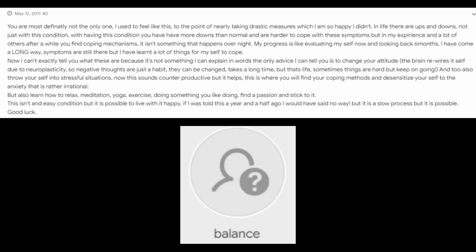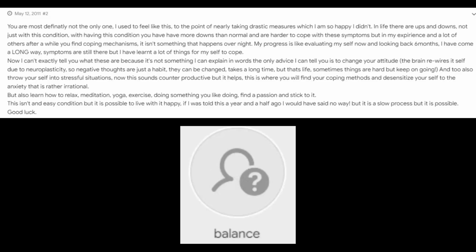I used to feel like this to the point of nearly taking drastic measures, which I am so happy I didn't. In life, there are ups and downs, not just with this condition. With having this condition, you have more downs than normal and are harder to cope with these symptoms. But in my experience and a lot of others, after a while, you find coping mechanisms. It isn't something that happens overnight.